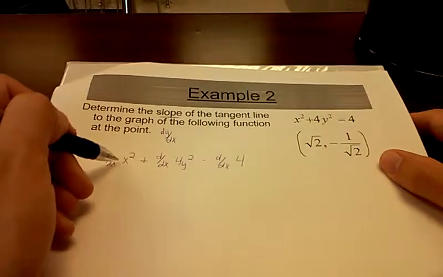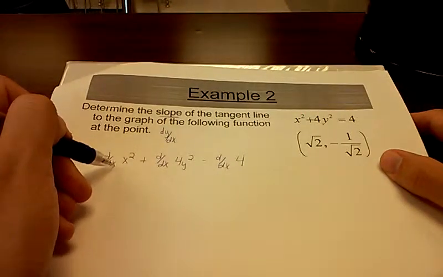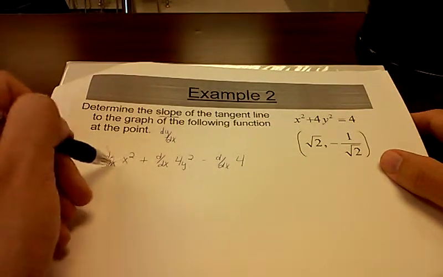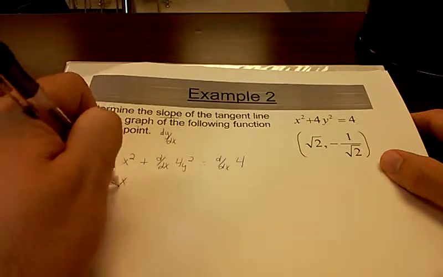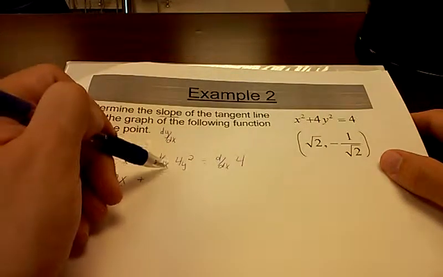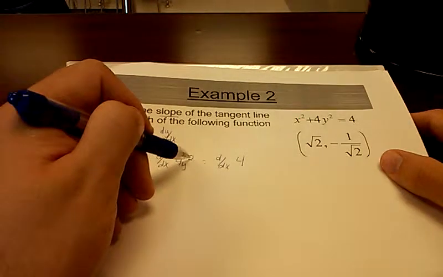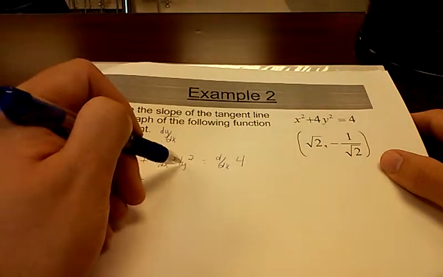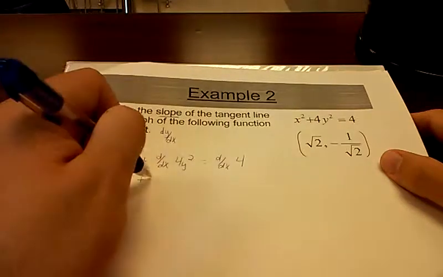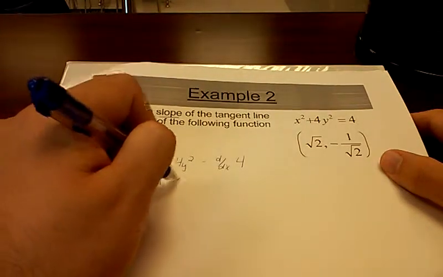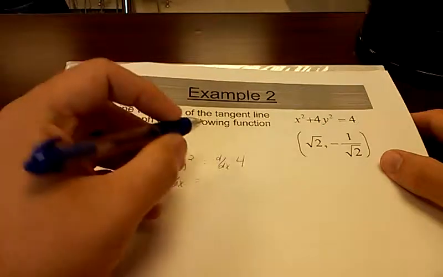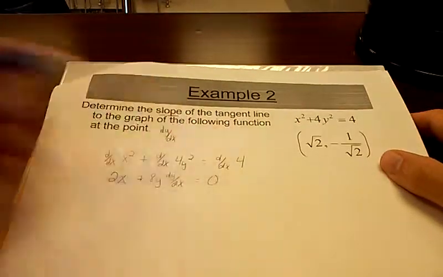Notice that the variable and the derivative are the same, so the derivative of x squared with respect to x would simply be 2x. Plus, notice that the derivative and the variable are not the same for the next term, so I can take the derivative, it would be 4 times 2, 8y, but because they're not the same, it's going to be 8y dy over dx, and then the derivative of any constant is just 0.